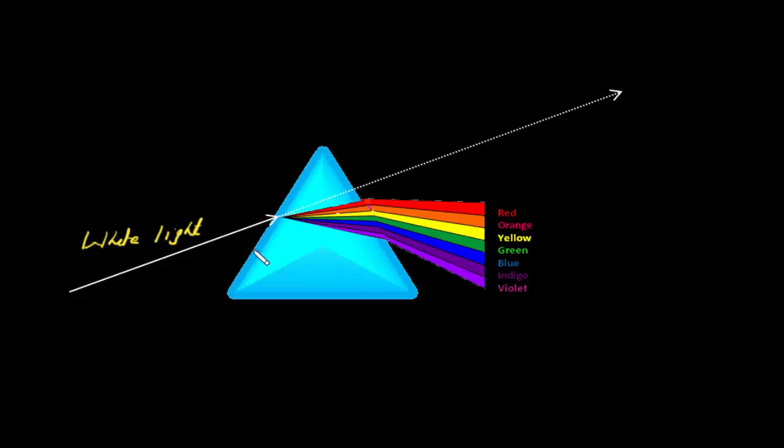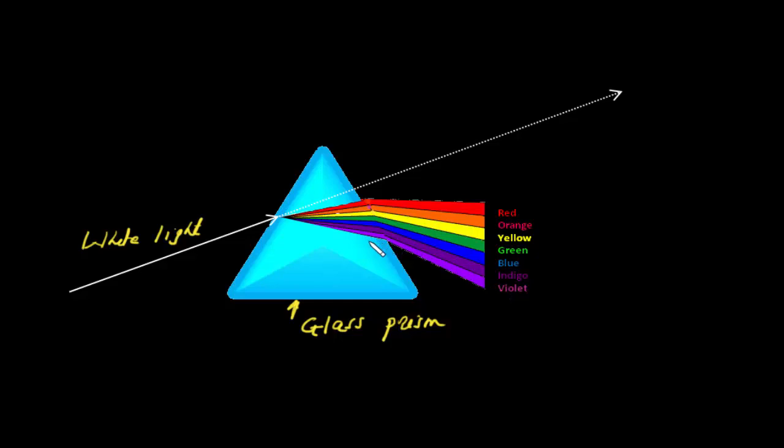Sir Isaac Newton was the first scientist who studied the interaction of white light with the prism. So this is the glass prism. So let me write here as a glass prism. Here when we pass the white light onto the glass, at that time the seven colors get separated and we get a spectrum of seven colors. So you can see here red, orange, yellow, green, blue, indigo and violet.